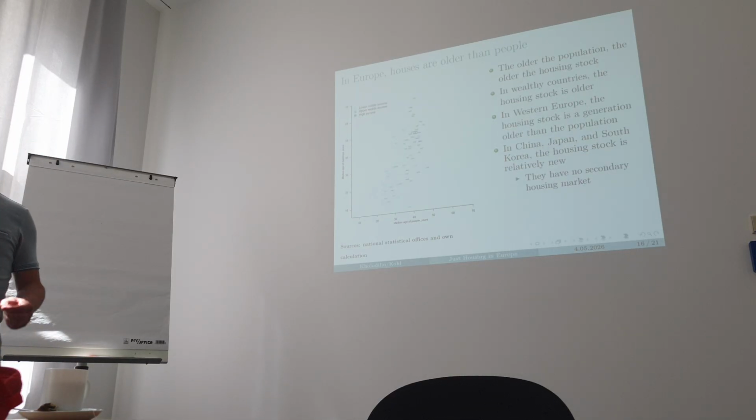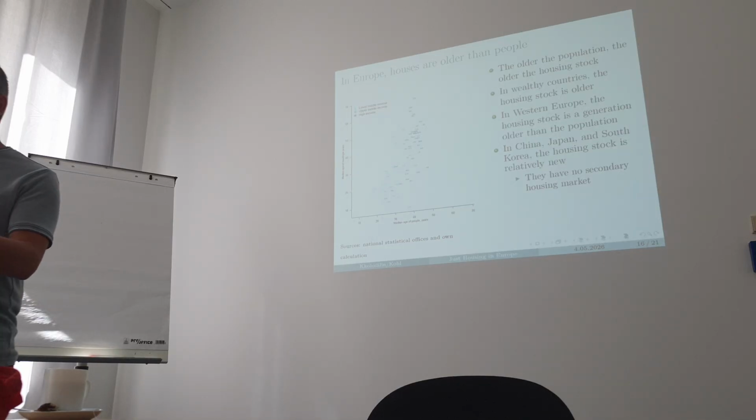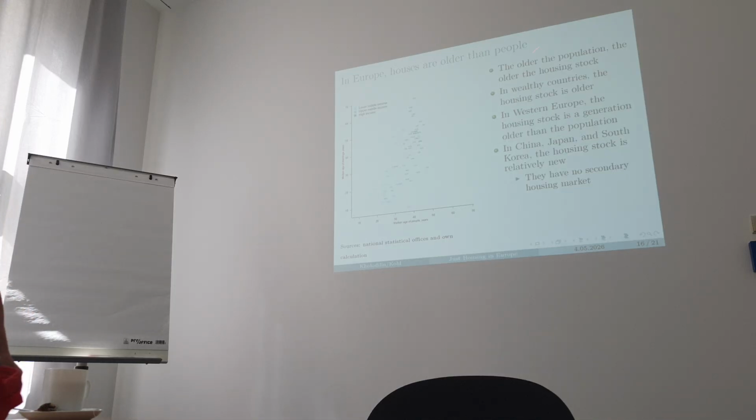Interestingly, the age of housing is correlated with the age of population. Okay? So here we have different points which correspond to different countries. This is the 45-degree line. Probably you don't see it from behind. But anyway, you can see that there's a positive relation. Here we have the median age of people, here we have the median age of housing, and the older the population, the older the housing stock. Although you have here some exceptions.